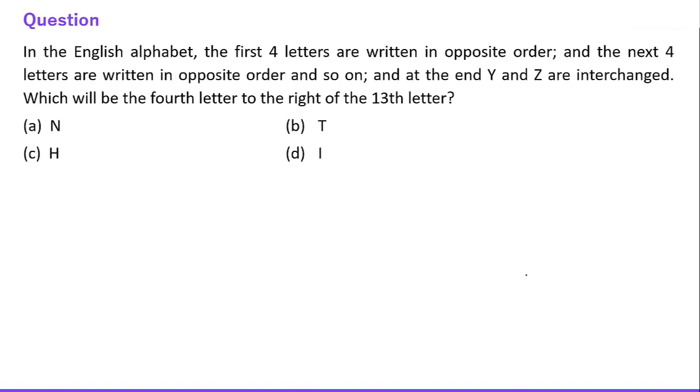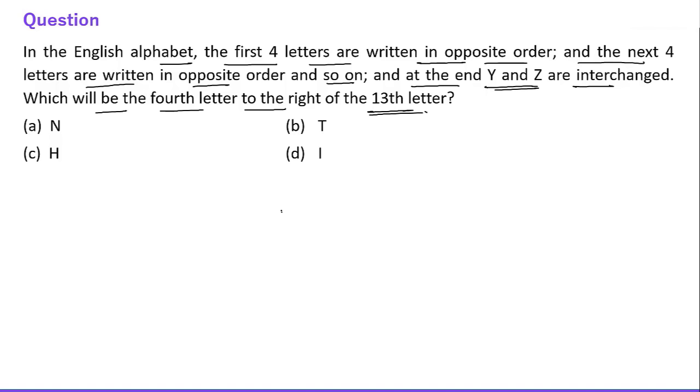Next question is saying, in the English alphabet, the first four letters are written in opposite order. The next four letters are written in opposite order, and so on. And at the end, Y and Z are interchanged. Which will be the fourth letter to the right of the 13th letter?